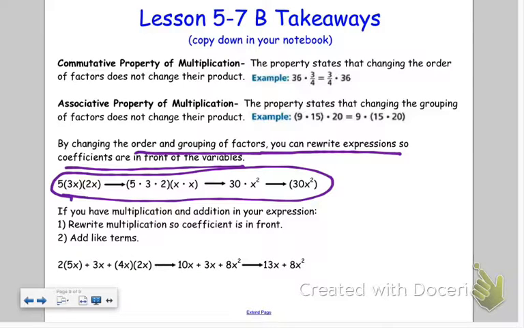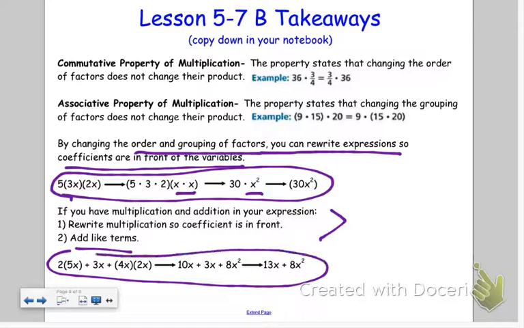And 5 times 3 is 15. 15 times 2 is 30. And then I can put the x times x together to get x to the second power. And I now have 30x to the second power. And then put it all together. If you have multiplication and addition in your expression, first rewrite multiplication so the coefficient is in front, so you're doing the multiplication stuff first, and then add your like terms. Addition comes second. And you can see the example here.